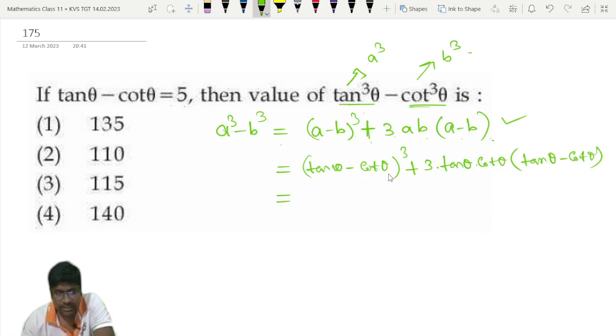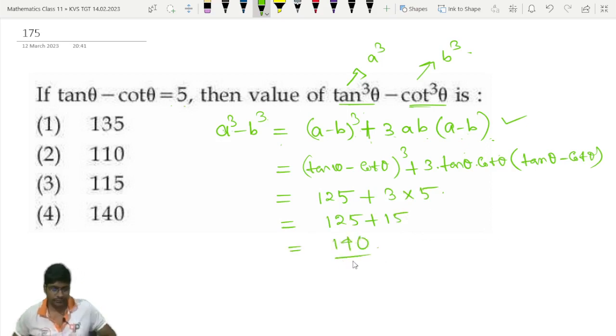So tan theta minus cot theta means 5, whole cube means 125, plus 3 into tan theta into cot theta, which means 1. So 3 into 5, 15. So 125 plus 15, that is equal to 140. Okay, 140. So 140 is the correct answer. So option 4 is the correct answer.